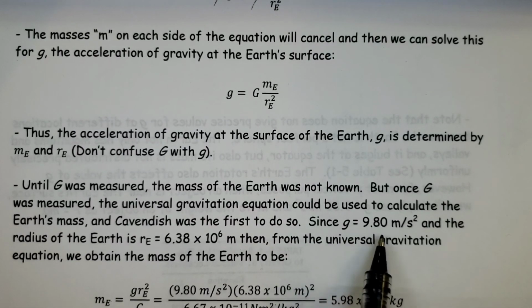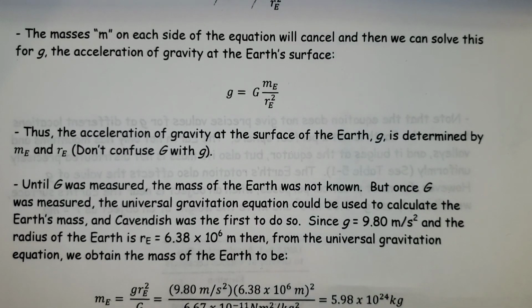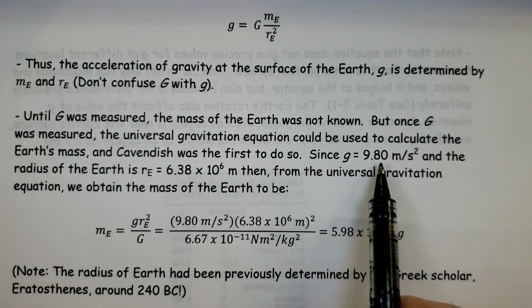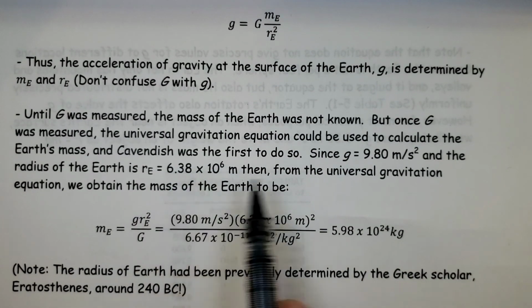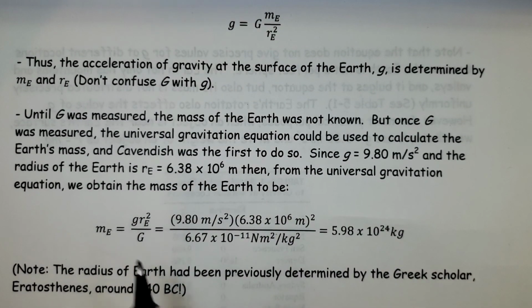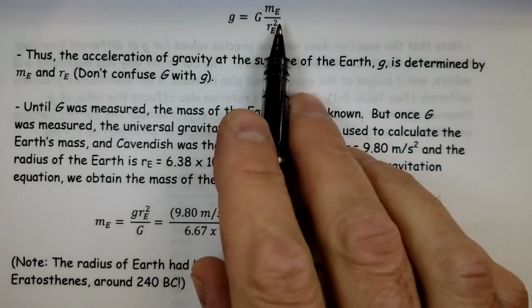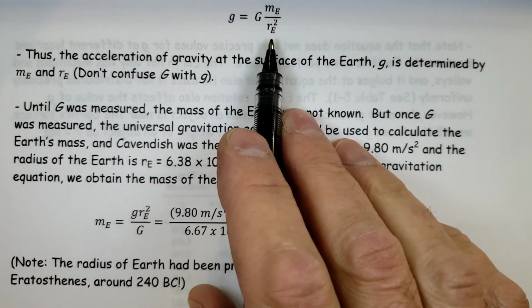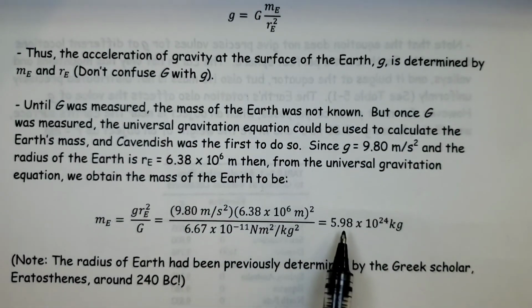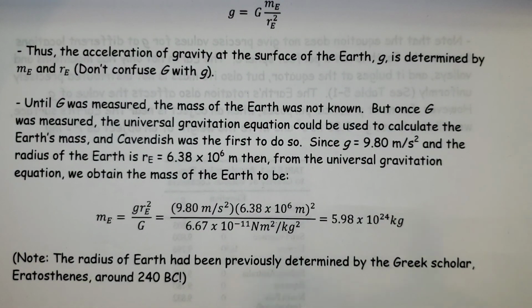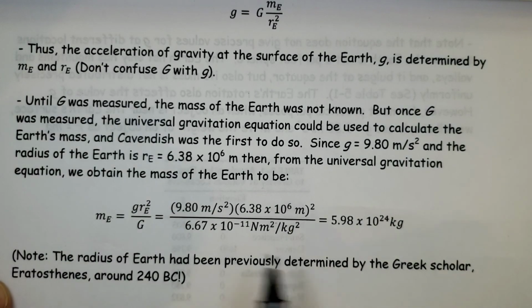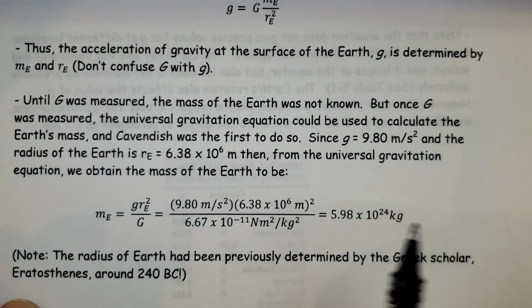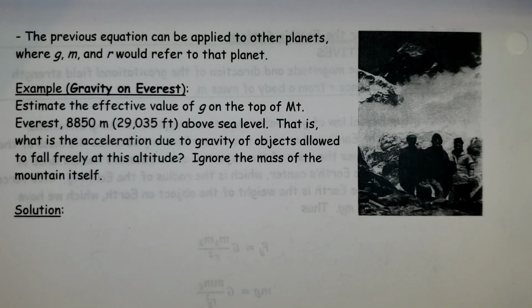If we use g equals 9.8, just disregard the negative and simply look at the magnitude of g and the radius of the Earth, then from the universal gravitation we get the mass of the Earth. Rearranging this, multiply each side by R_E squared divided by G, and we get the mass of the Earth, 5.98 times 10 to the 24. Note the radius of Earth had been previously calculated, as I mentioned earlier.